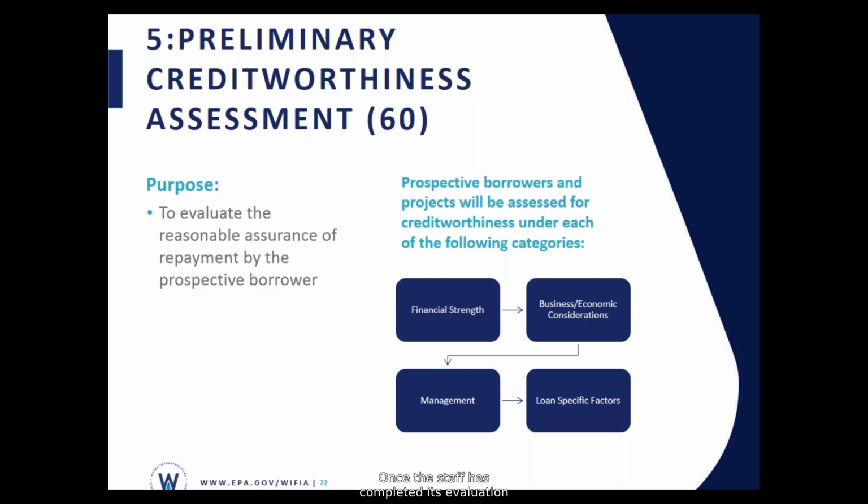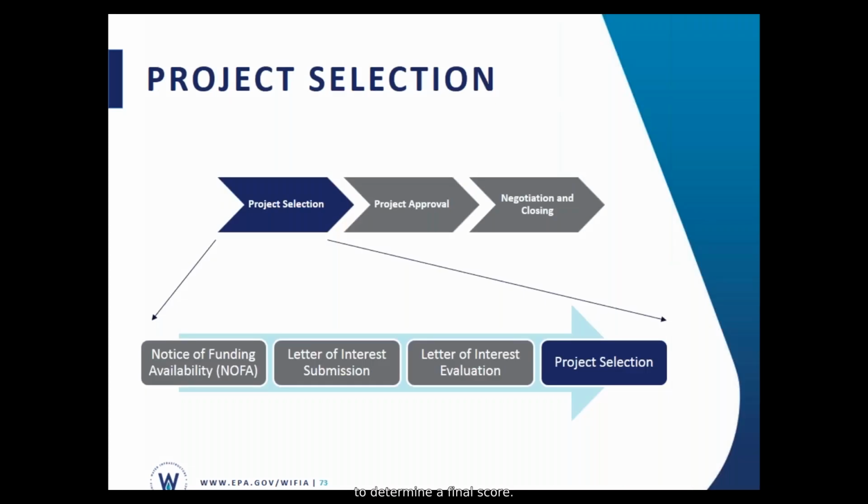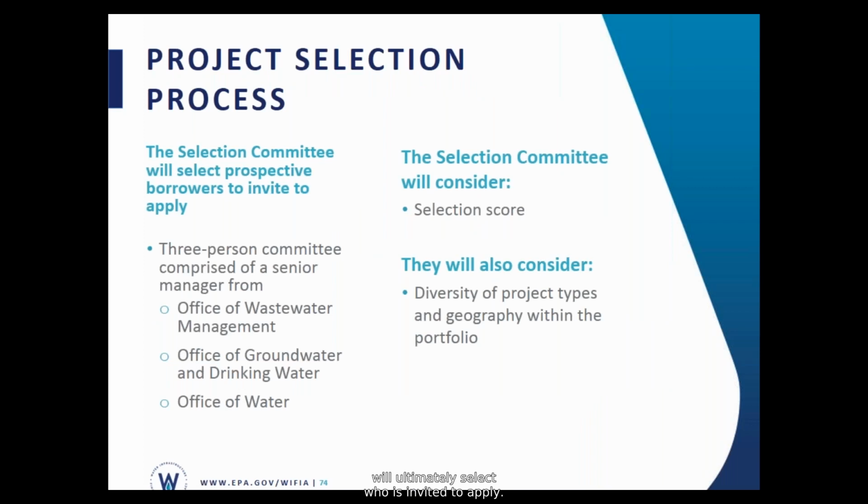Once the staff has completed its evaluation of the eligible projects, the scores will be added up for each project to determine a final score. And as I said before, that final score will be out of a possible total of 300 points. The selection committee, which is made up of senior managers within the Office of Water at EPA, will ultimately select who is invited to apply. The projects will be selected in order of score. However, we do have a statutory requirement that requires us to have a diversity of both project type and geographic location within our portfolio. So we will factor that in selecting projects.